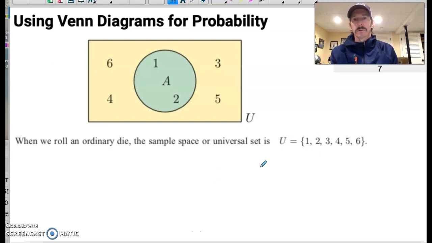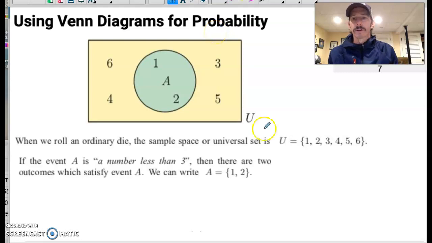Here's a Venn diagram talking probability. If you roll a die, you have 6 possible outcomes: 1, 2, 3, 4, 5, or 6. This is my sample space, and this box represents U, which is why you've got 1, 2, 3, 4, 5, 6 in the box. I've already created an event, and that event is event A. This is just the name of it. Sometimes you'll see it written on the outside of the circle instead of the inside. This is my event, number less than 3, and that would be 1 and 2, so that is why that's in a circle.